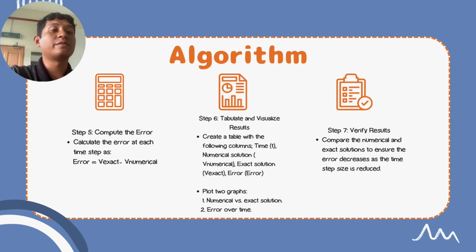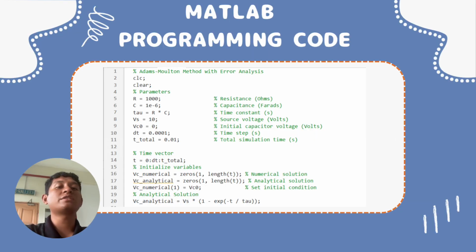For step 7, we verify the result and compare the numerical and the exact solution to ensure the error decreases as the time step is reduced. This is the programming for the MATLAB code we use. First, we input the parameters in the code, and then we use the formula to find the equations.